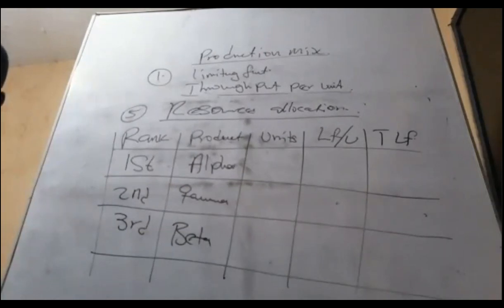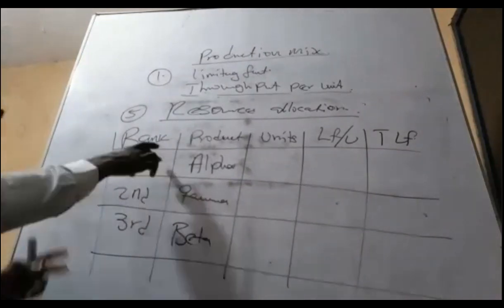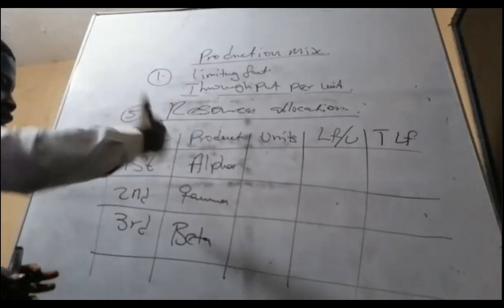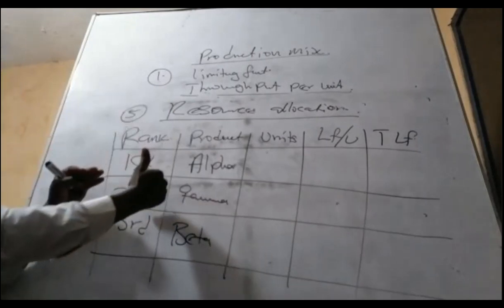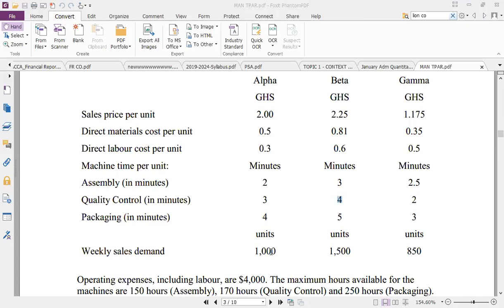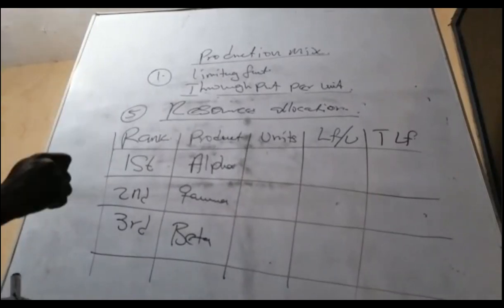Now we are going to produce according to the rank. So first, we have to produce all of alpha, the demand for alpha first. If some of the resources are still available, then we step down in that order. So first, what's the demand for alpha? Alpha is 1,000. So we are going to produce all the 1,000. Why? Because it's giving us the highest throughput per limiting factor.